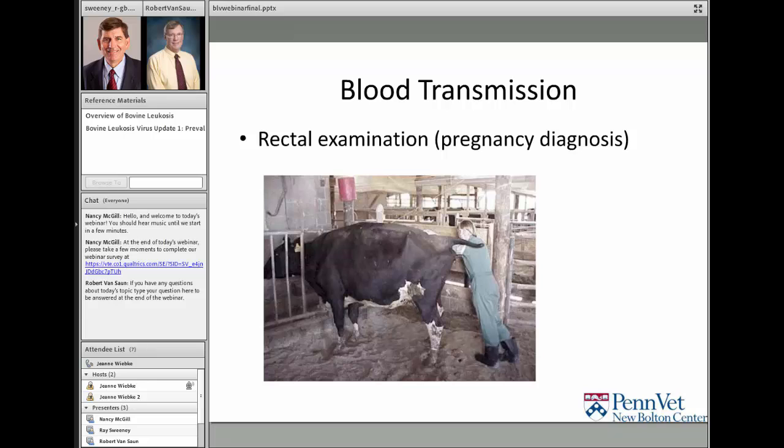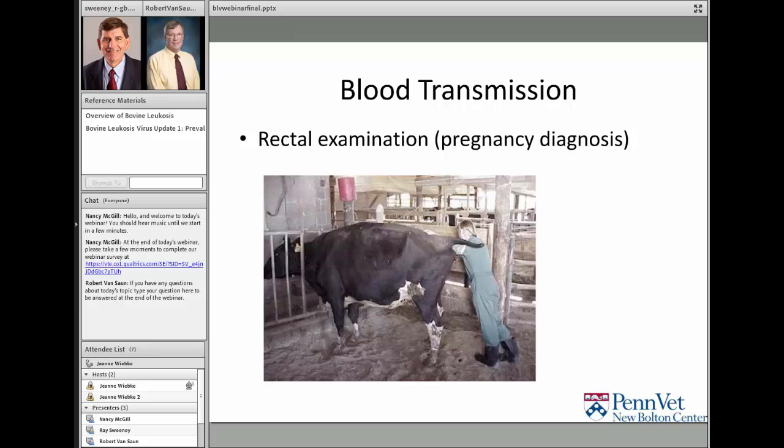Another way that BLV can be shared from an infected cow to an uninfected cow is by rectal examination, which of course most commonly is done for pregnancy diagnosis. And it's a very common procedure, as you know, to have several cows lined up to be examined, and the veterinarian will go down the line, and we usually don't necessarily change our sleeve between every cow.